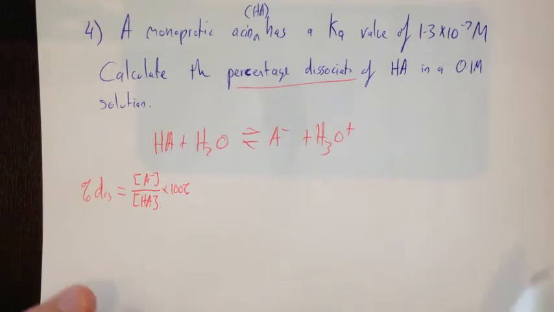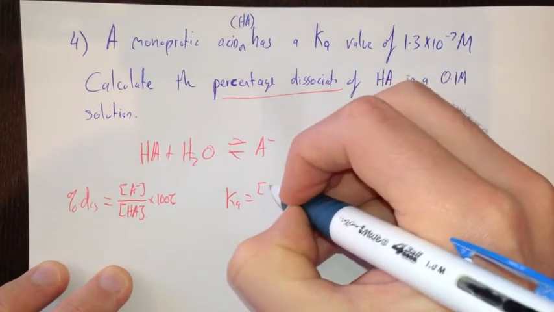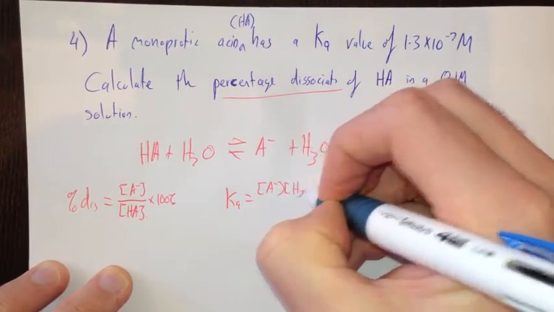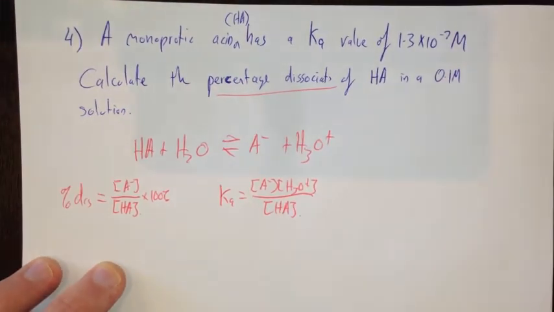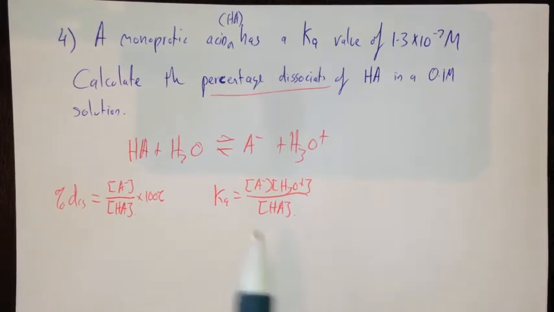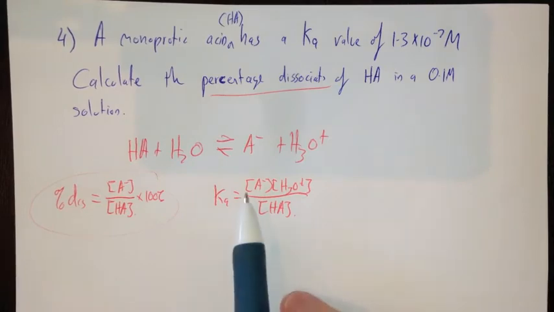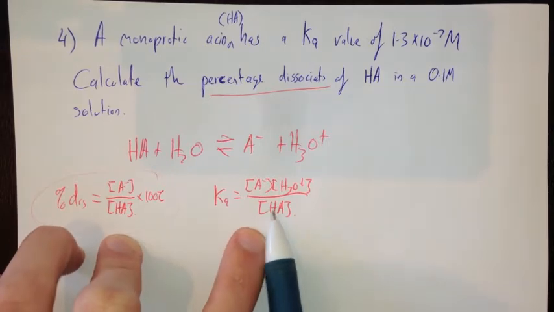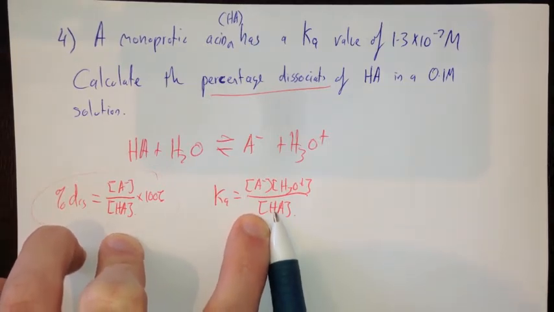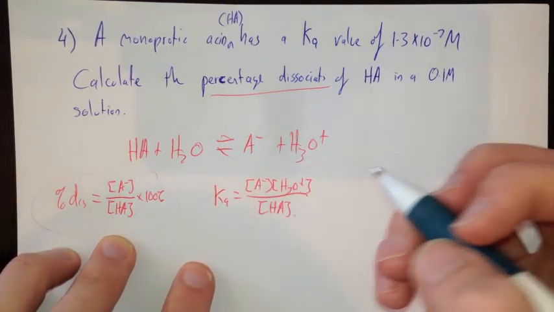Alrighty, we also got given a Ka value, so I'm going to write down my acidity constant equals the concentration of A minus times the concentration of H3O positive divided by the concentration of HA. Alrighty, there it is. Now we've got our acidity constant, and we've got how we're finding percentage dissociation. You need to remember this idea here. We need to find some values. Obviously we've got a value for our concentration here. We need to find our concentration of A minus.